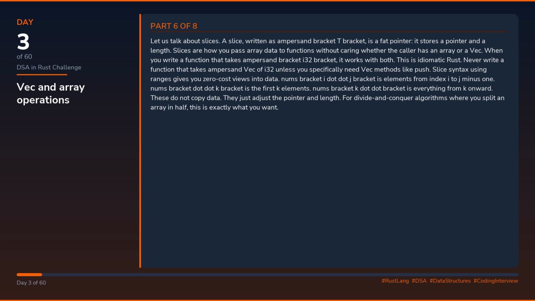Slice syntax using ranges gives you zero-cost views into data. nums[i..j] is elements from index i to j minus 1. nums[..k] is the first k elements. nums[k..] is everything from k onward. These do not copy data. They just adjust the pointer and length. For divide and conquer algorithms where you split an array in half, this is exactly what you want.